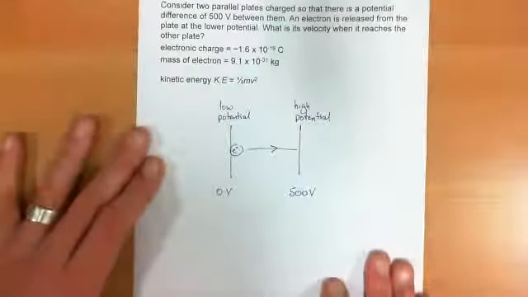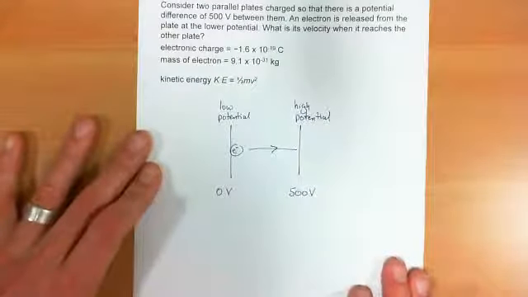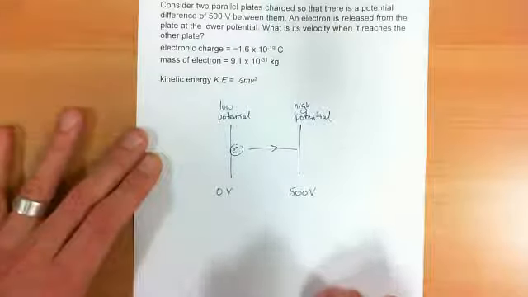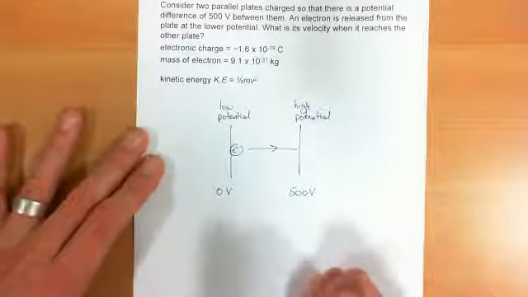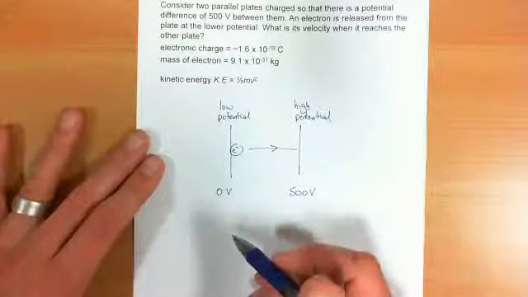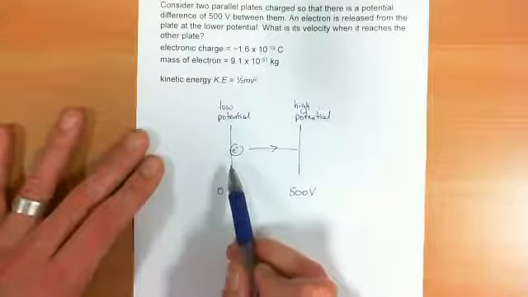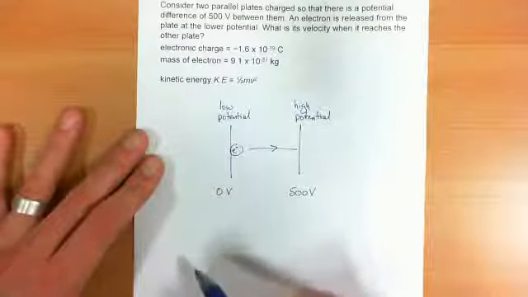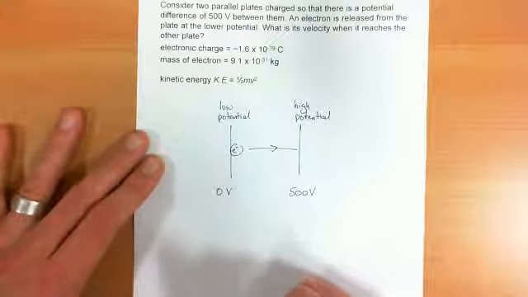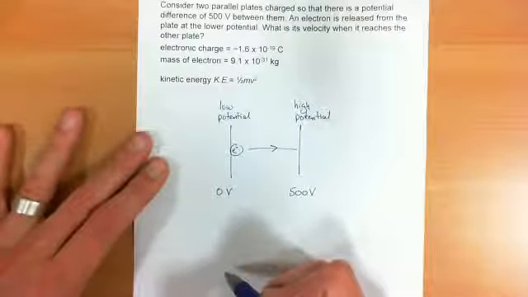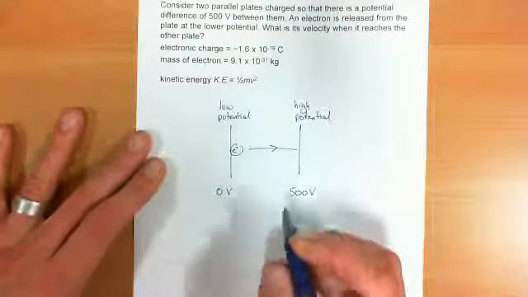So we're going to use the idea of the conservation of energy. When the electron is at the low potential plate, remember it's got a negative charge, and so its electrical potential energy is actually high. When we release it, this potential energy is converted into kinetic energy as it moves towards the high potential plate. We'll assume that all of this potential energy is converted into kinetic energy.